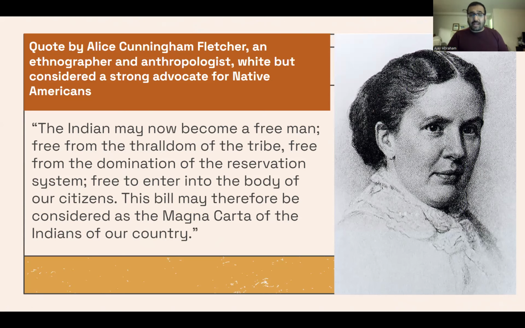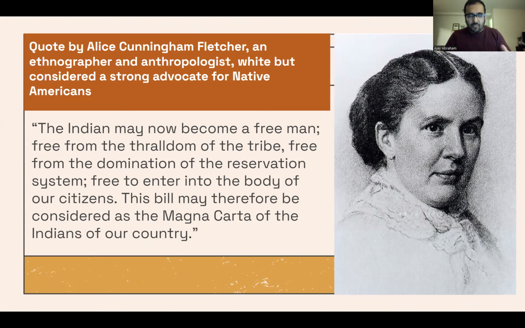government to Native tribes. And what she says in pushing for the Dawes Act is, "The Indian may now become a free man, free from the thraldom of the tribe, the overarching power of the tribe, free from the domination of the reservation system, free to enter into the body of our citizens. This bill may therefore be considered as the Magna Carta of the Indians of our country."